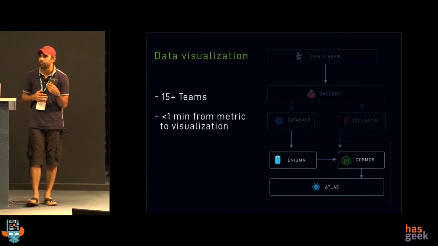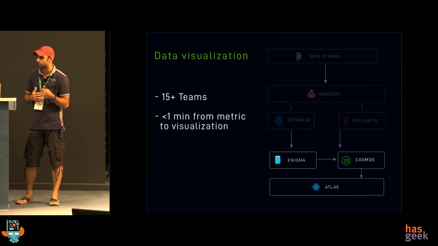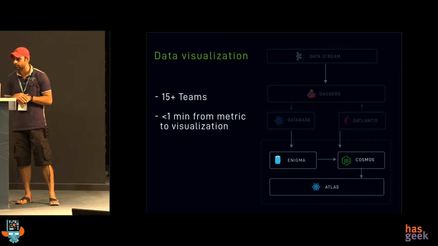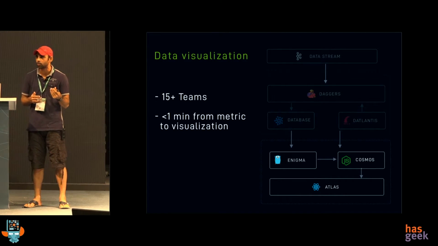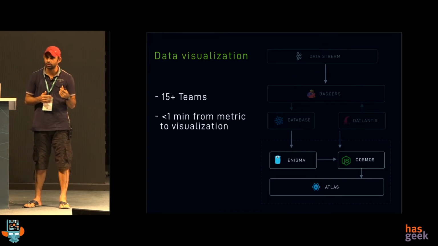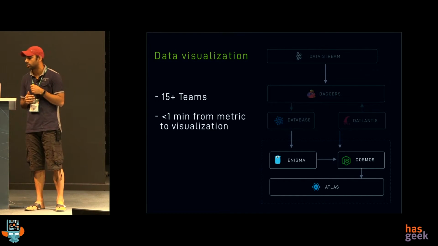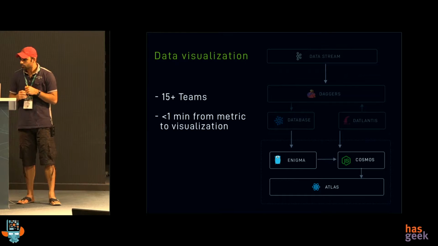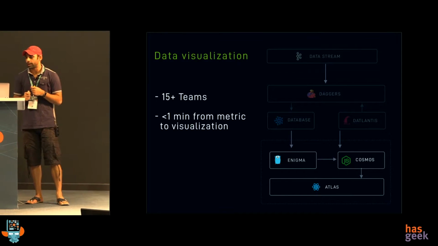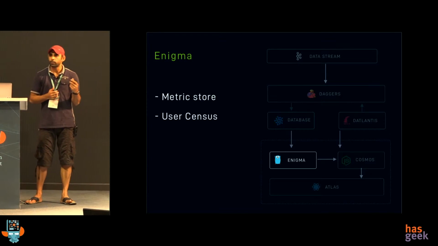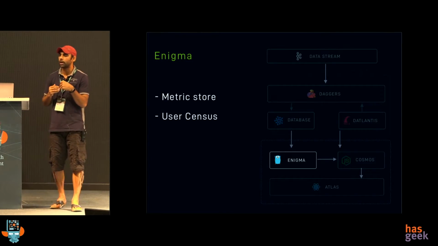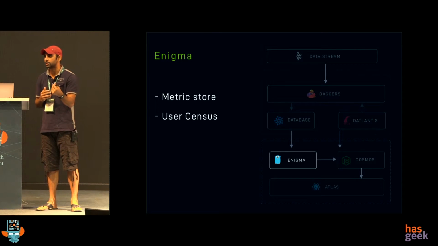Then there is the data visualization layer, in which we have 3 services. One is Enigma, written in Go. We have the service Cosmos, written in Node.js, and then the Atlas platform, which is written in React with D3 and built on top of DeckGL. So Enigma reads from the database, and it gives a simple interface for anyone to query the time series database.